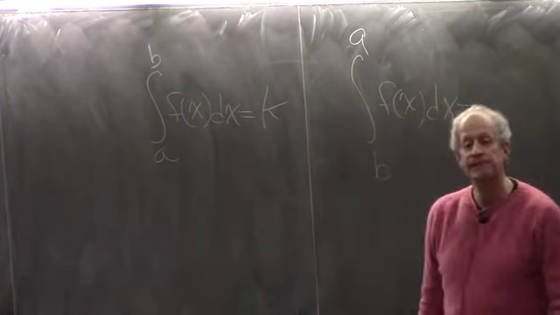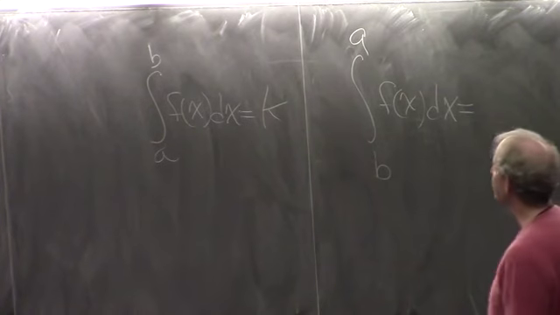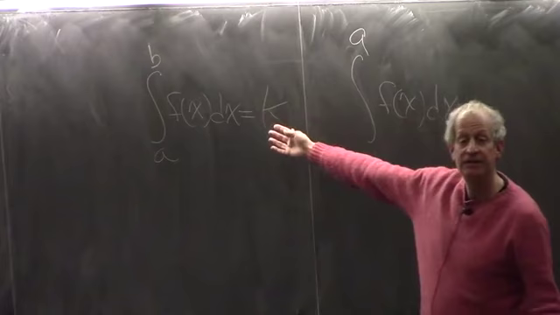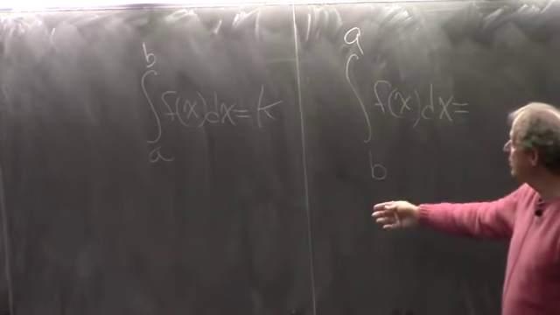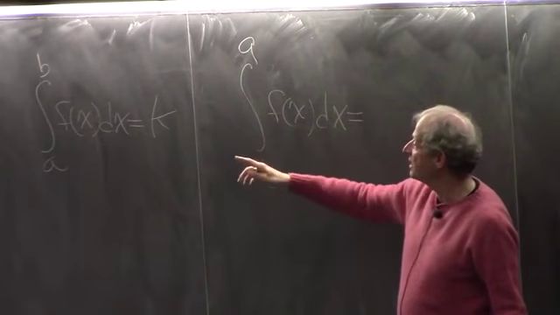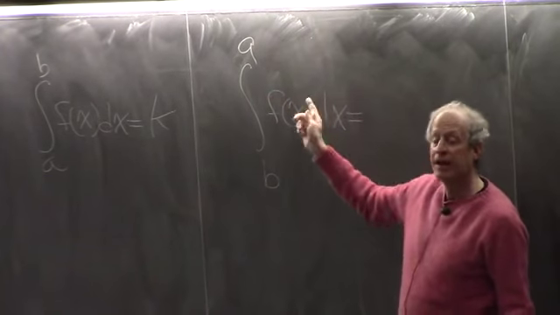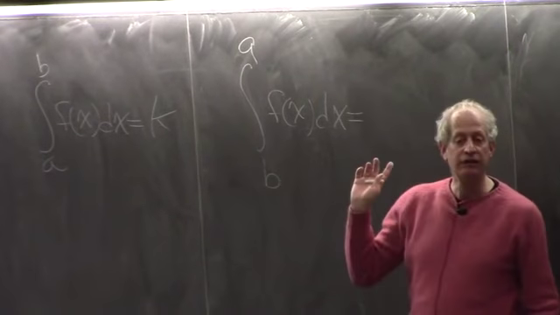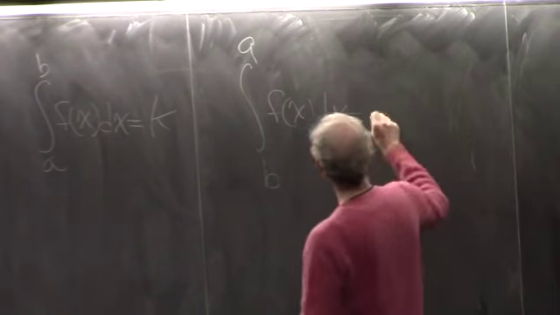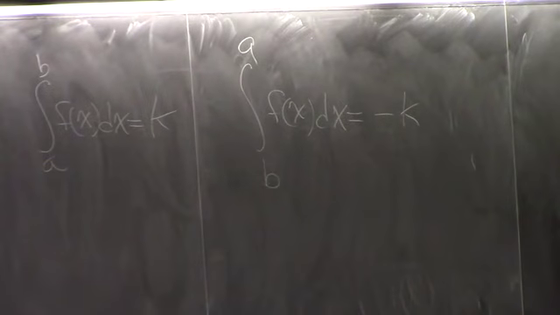Alright. The integral from a to b of f of x dx is equal to some value k. What about if you go from the other direction? If you reverse the limits of integration, so instead of going from a to b, you go from b to a, what happens to k? You get negative k. Good. You're just going the other direction. Did I do this already? I forget.